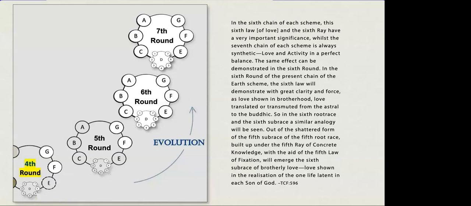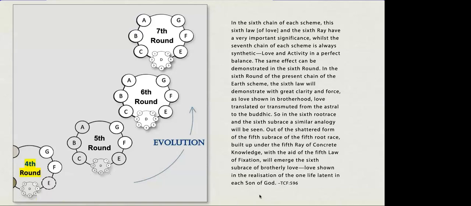Okay. So in the 6th chain of each scheme, this 6th law of love and the 6th ray have a very important significance, whilst the 7th chain of each scheme is always synthetic, love and activity in a perfect balance. The same effect can be demonstrated in the 6th round. In the 6th round of the present chain of the Earth scheme, the 6th law will demonstrate with great clarity and force, as love shown in brotherhood, love translated or transmuted from the astral to the Buddhic.